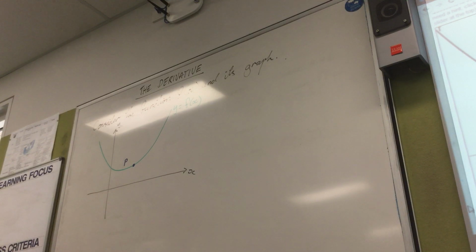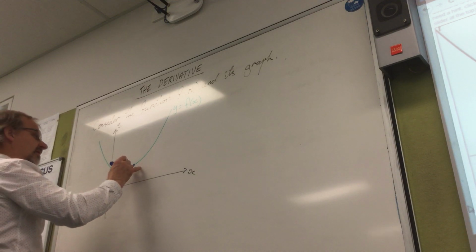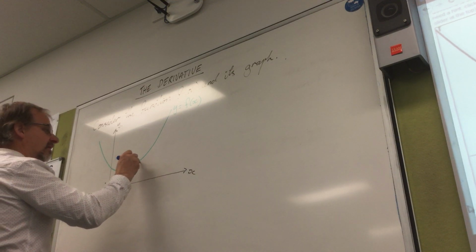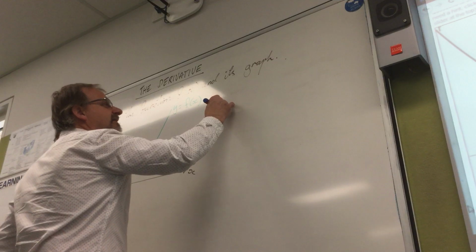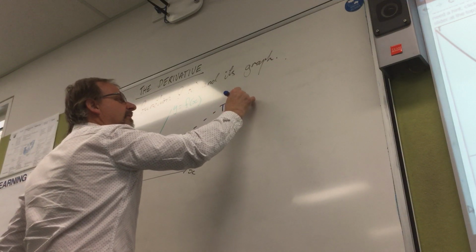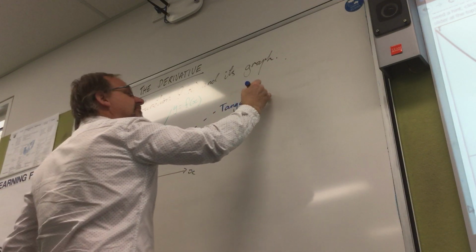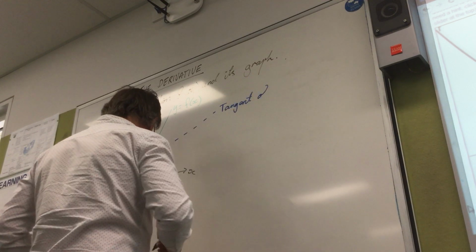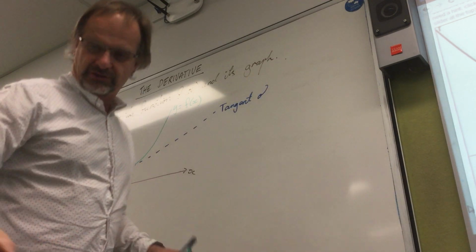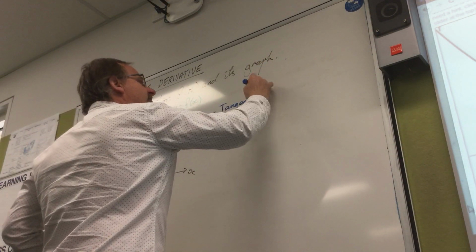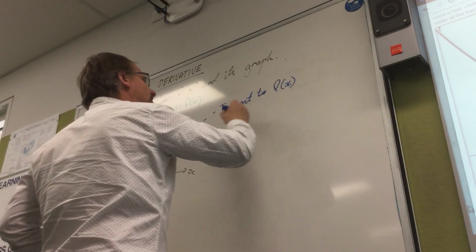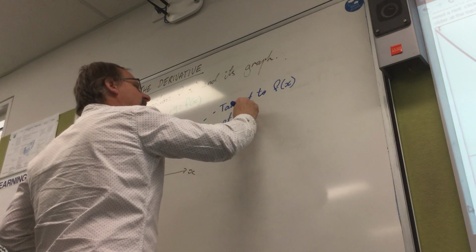and we then have a line like this blue line here, that blue line is the tangent to the function, to f of x, so the tangent to f of x at point P.